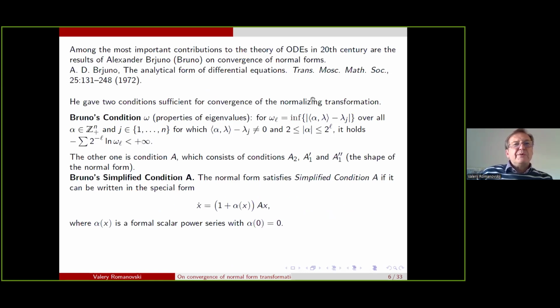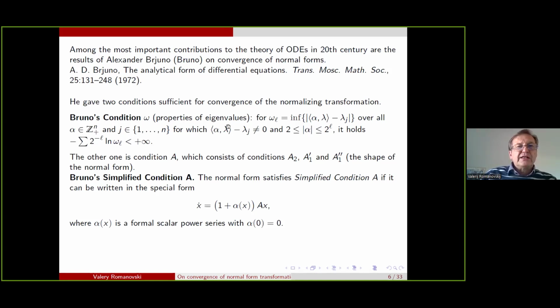Okay, so we say that the system satisfies the Siegel-Pliss condition if the non-zero elements among these satisfy condition 4. And in my opinion, among the most important contributions to the theory of ODEs in the 20th century are the results of Alexander Bruno on convergence of normal forms. They were published in this paper, Transactions of the Moscow Mathematical Society. And he gave two famous conditions which are sufficient for convergence of the normalizing transformation.